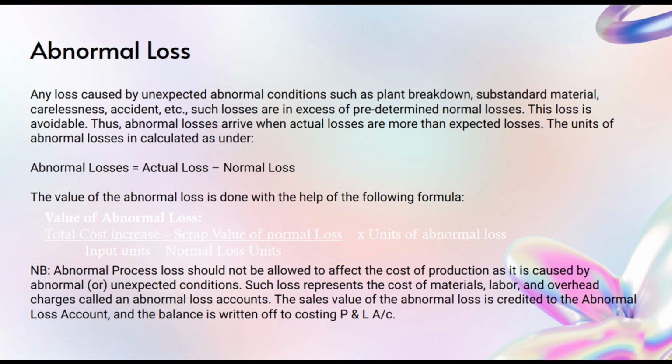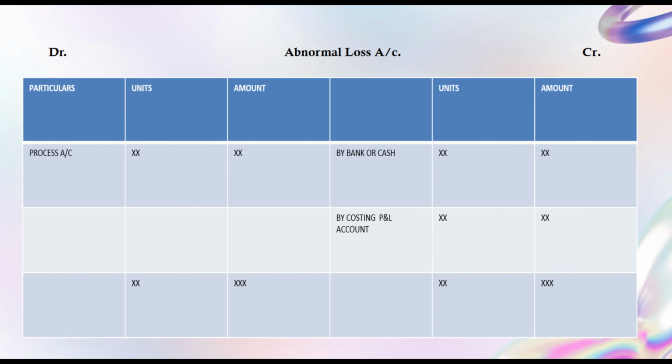Okay, so this is the format for the abnormal loss account. On the credit side, we have if the abnormal loss is by cash or by bank. And then on the debit side, we have the process. That's the process accounts for which we identified the abnormal loss. On the credit side, we also have by costing the P&L accounts.